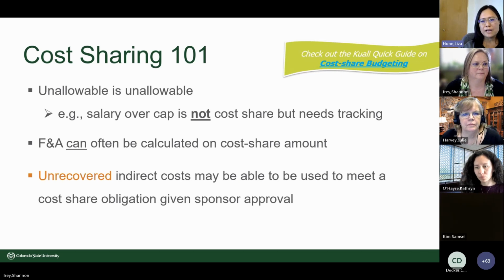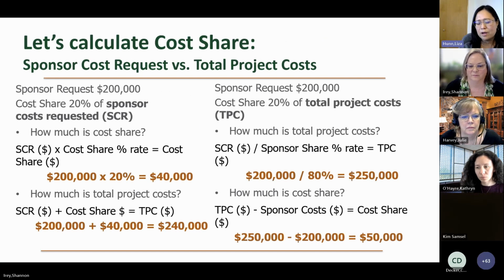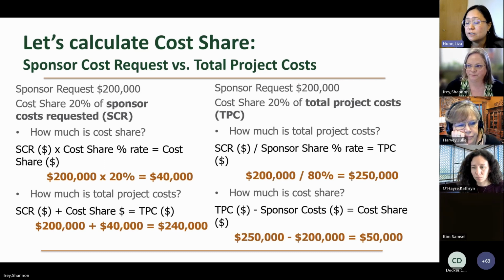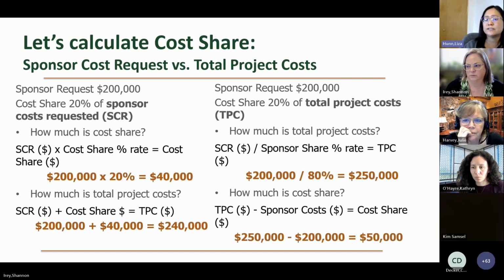I tried to create an example of some cost share calculations. The biggest calculation trouble seems to be, what are we talking about? Are we talking about cost share on the sponsor requests? Are we talking about cost share percentage based on total project cost? So I have two examples.